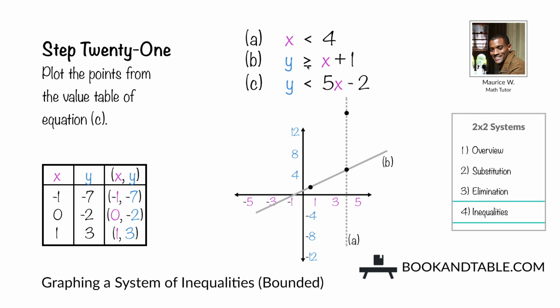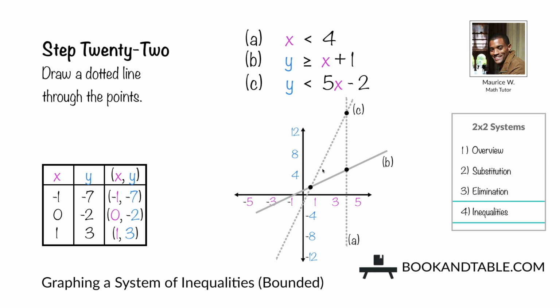And now step 21, plot the points from the value table of equation C. The first point is negative 1, negative 7. Plot the point. The second point is 0, negative 2. And the third point is 1, 3. And now with these 3 points, we'll be able to sketch C. So step 22, draw a dotted line through the points. And it's dotted since it's less than but not equal to.